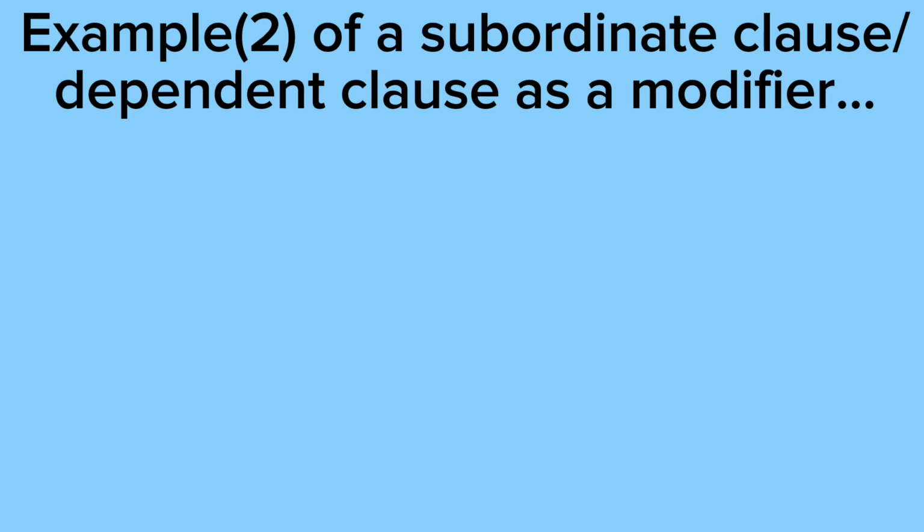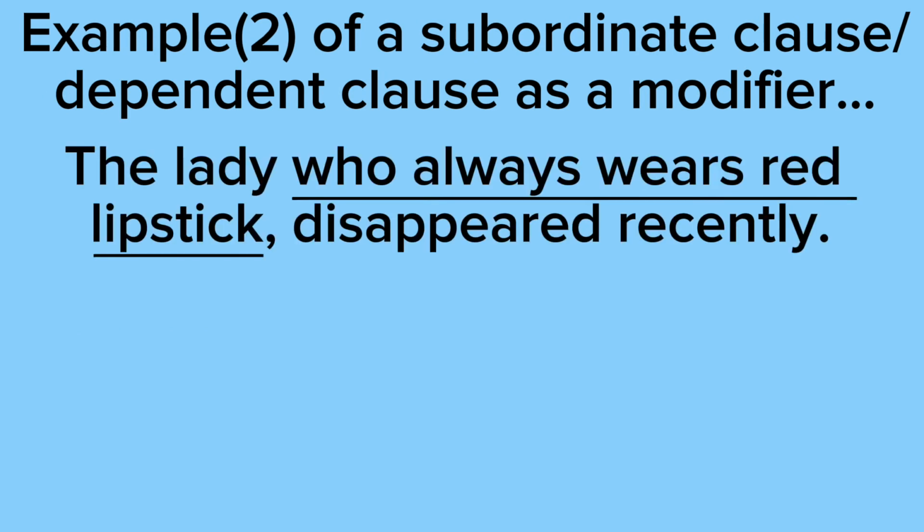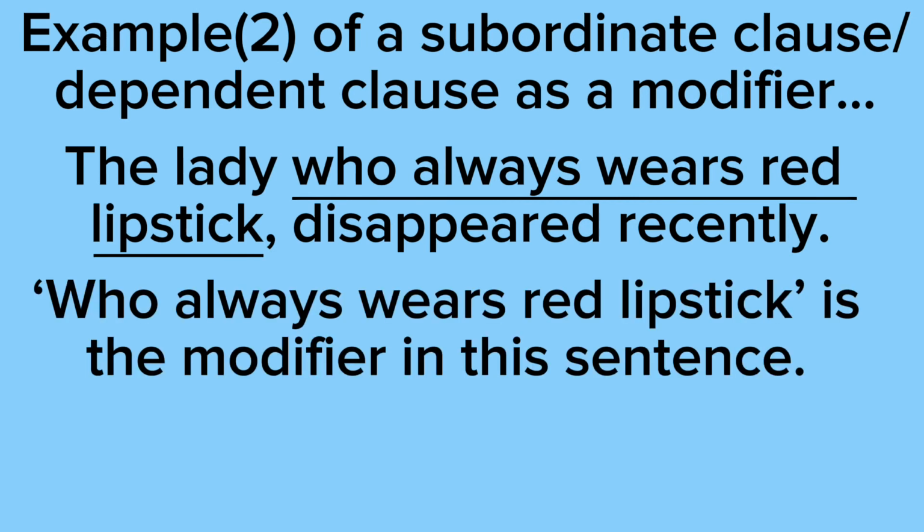So our second example of a subordinate clause as a modifier says, the lady who always wears red lipstick disappeared recently. Who always wears red lipstick is the modifier in this sentence because we're giving you more information on what the lady does. Also, recently is an adverb modifier, but we're not talking about adverb modifiers, so I'm not really paying that any mind. But keep in mind that a lot of these examples have multiple modifiers, but I'm only focusing on the one that we're talking about. So if we're talking about adjective modifiers and there's an adverb modifier, we're just going to focus on the adjective modifier in that sentence, if that makes sense.